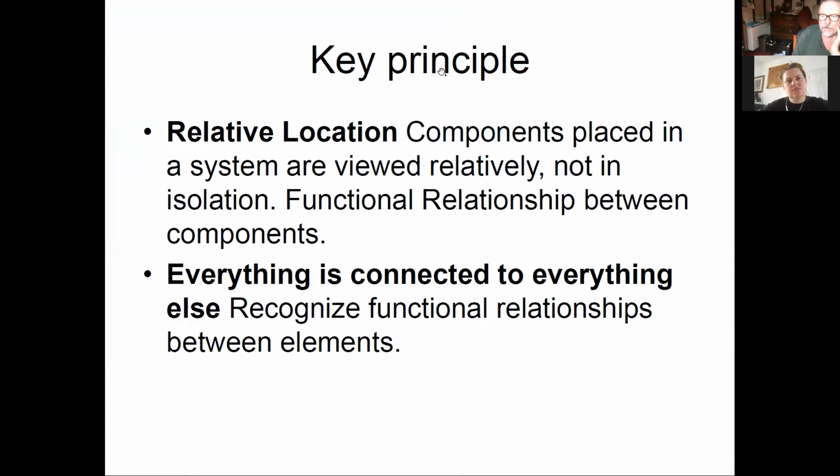So another key principle. Again, this is another Mollison-ism. Relative location. Components placed in a system are viewed relatively, not in isolation. We recognize that there's a functional relationship between components. So it's the same as the grass with the fungi, or the tree with the termite. There's a functional relationship between them. Everything's connected to everything else, so we need to recognize the functional relationship between elements.